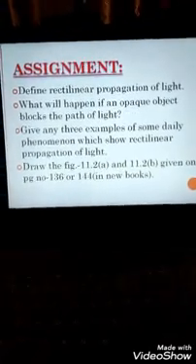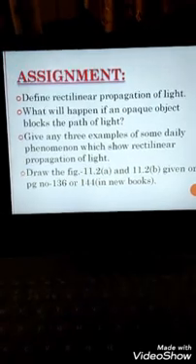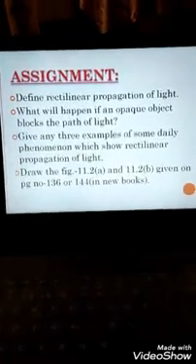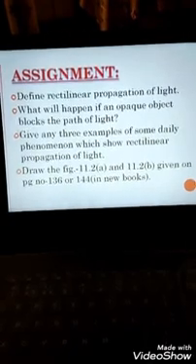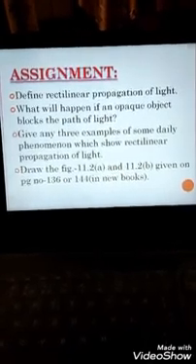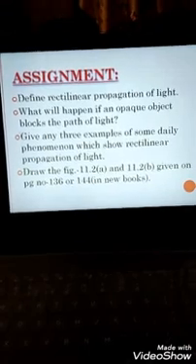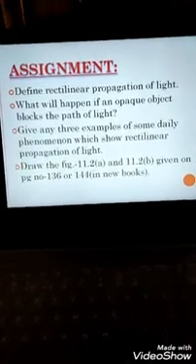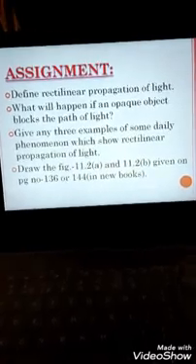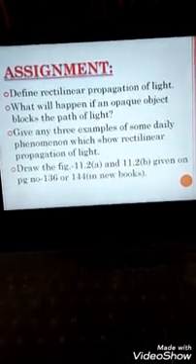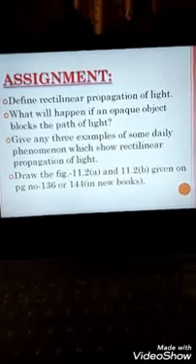Now, on the basis of the lesson taught to you today, I hope you will be able to answer the questions given. First is the definition of rectilinear propagation of light. Then, what will happen if an opaque object blocks the path of light? Give some examples from day-to-day life that tell us about rectilinear propagation. Then draw the figure which is given on page number 136, or 144 in the new books.